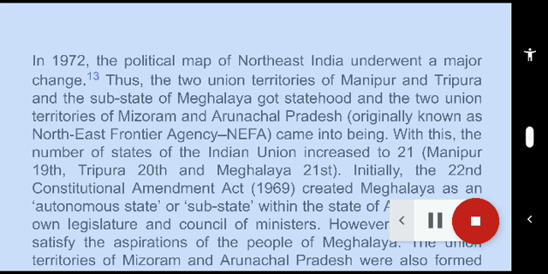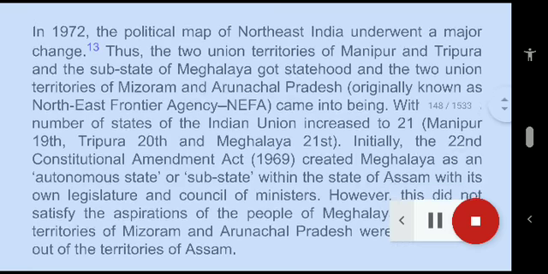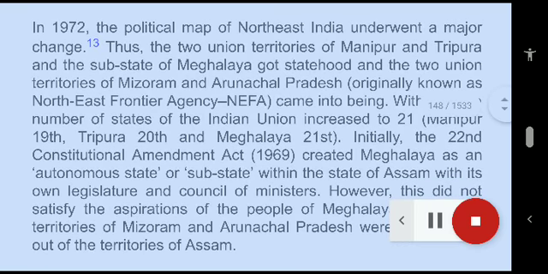In 1972, the political map of Northeast India underwent a major change. Thus, the two Union Territories of Manipur and Tripura and the sub-state of Meghalaya got statehood, and the two Union Territories of Mizoram and Arunachal Pradesh, originally known as Northeast Frontier Agency (NEFA), came into being. With this, the number of states of the Indian Union increased to 21, Manipur 19th, Tripura 20th and Meghalaya 21st.